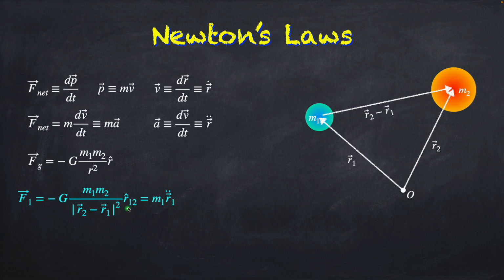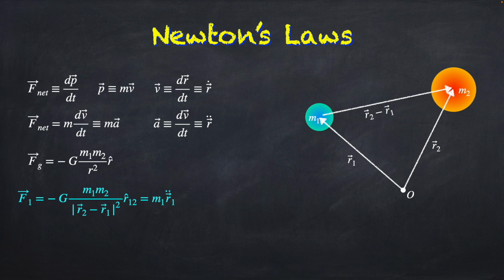And I'm calling this direction r hat 12, the direction of r1 from r2. So that would actually be backwards along this arrow. Now it's negative. That flips it again, so this force F1 points towards m2 in the direction of r2 minus r1. And since this is the only force, it's equal to m1 times r1 double dot, according to Newton's second law.